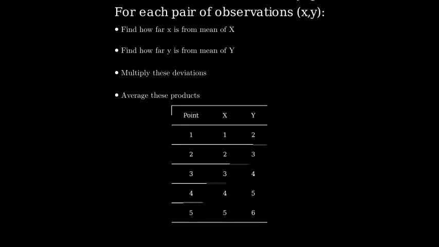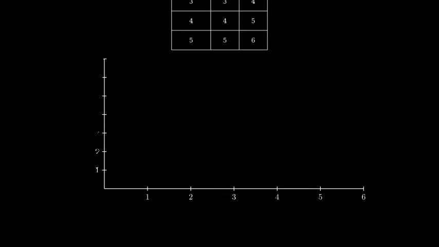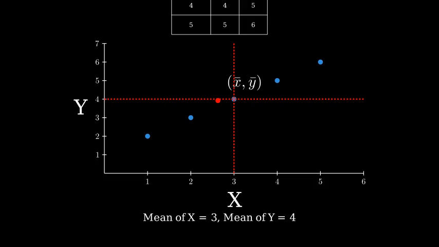Suppose we have 5 data points for two variables x and y. We can plot these points on a coordinate plane. The mean of x is 3, and the mean of y is 4. Now, the covariance calculation involves looking at where each point falls relative to the means. Let's divide our plot into 4 quadrants based on the means.